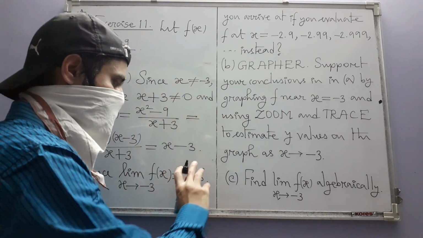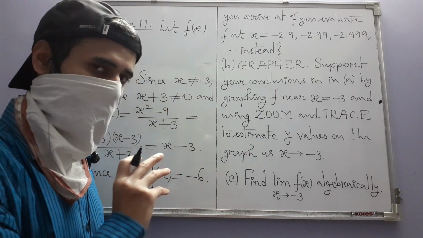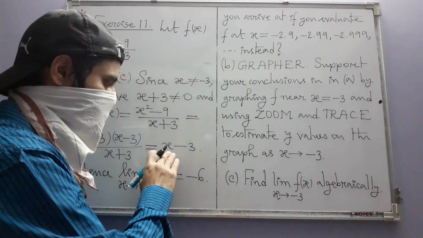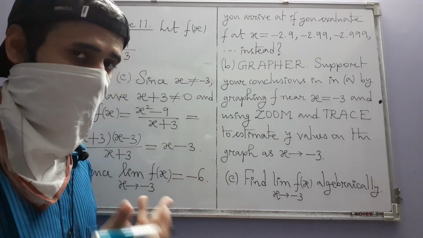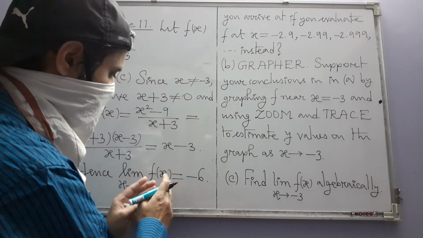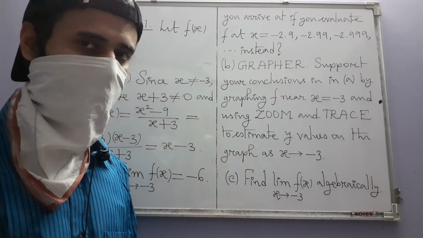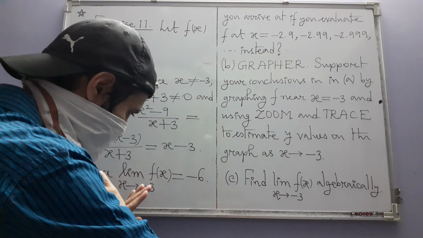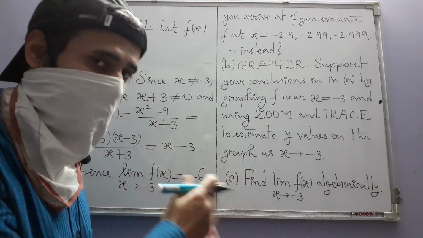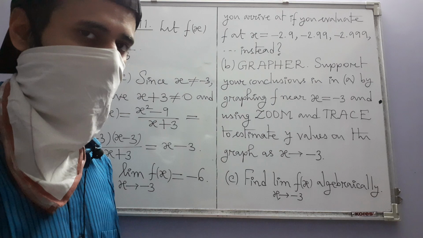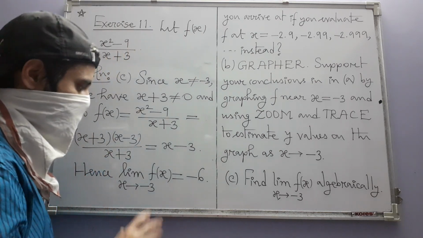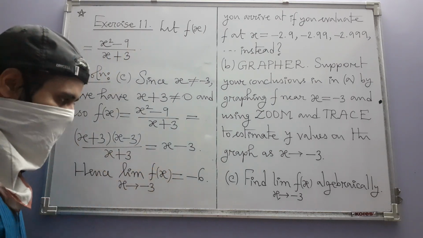But in order to guess what the value of the limit is, we do get minus 6 when we take x equal to minus 3, but that is just for you to guess at the limiting value. That is actually not what is going on in this limiting process. x is not equal to minus 3. Okay. So that interpretation should be clear.